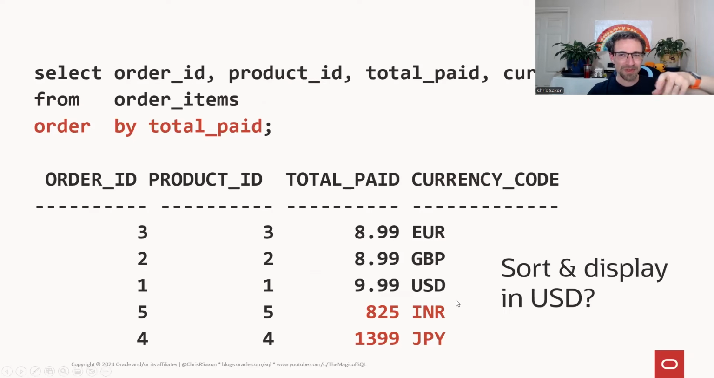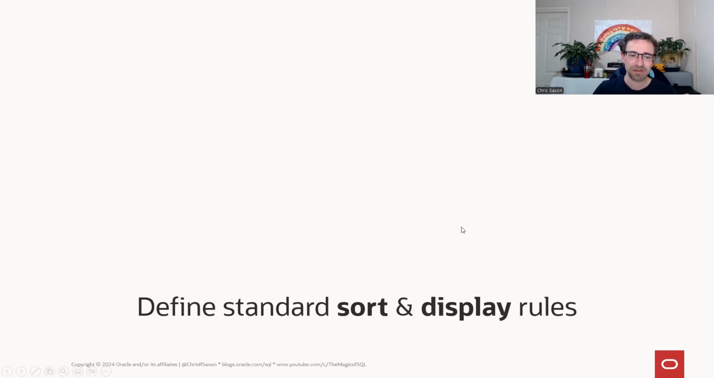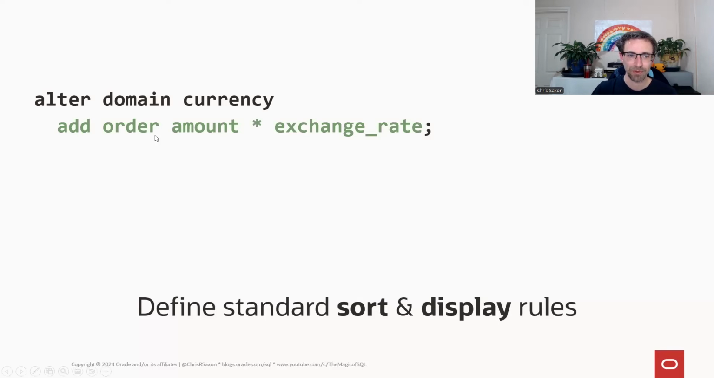Really, what we probably want to do is convert them to our standard business currency, US dollars, for example, and then sort and compare in our standardized currency. Okay, so how can we do this? Well, we want to be sure everyone's doing currency conversion in exactly the same way. So this is something else we can do with domains: we can define standard display and sort rules. How do we do it? We have an order expression.